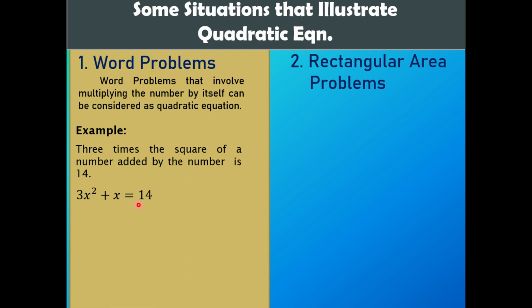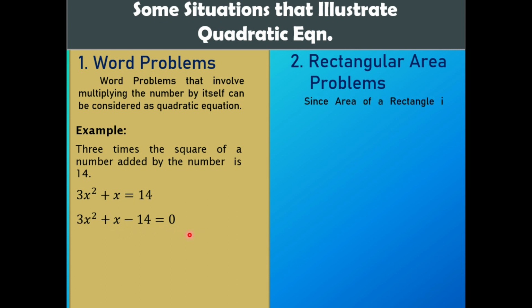Now let's make this mathematical sentence into a standard form. So we just move this constant term 14 to the left hand side of the equation. Then we will have 3x squared plus x minus 14 equals 0. So the values of a, b, and c are 3, 1, and negative 14.